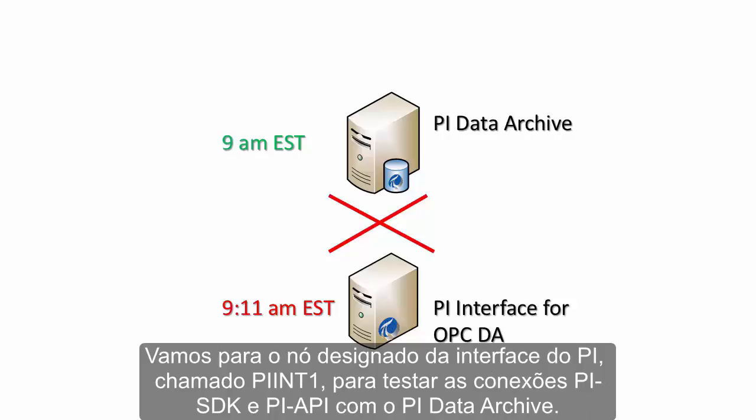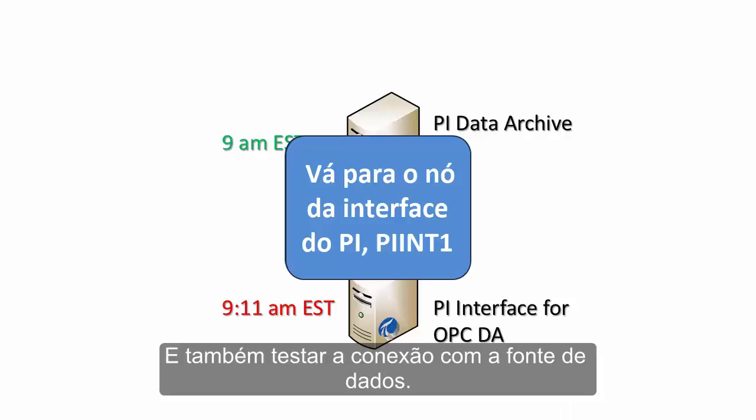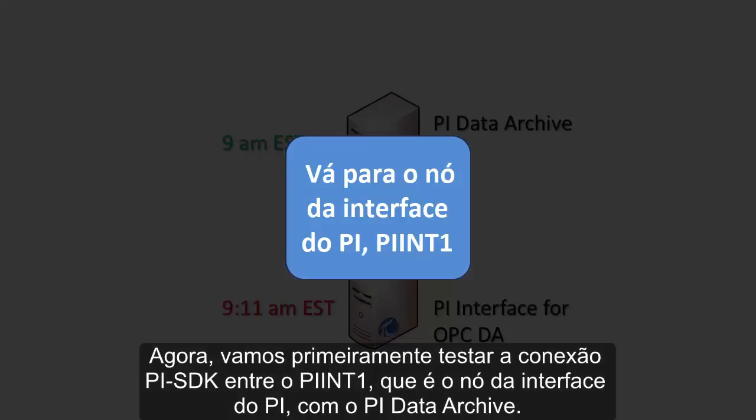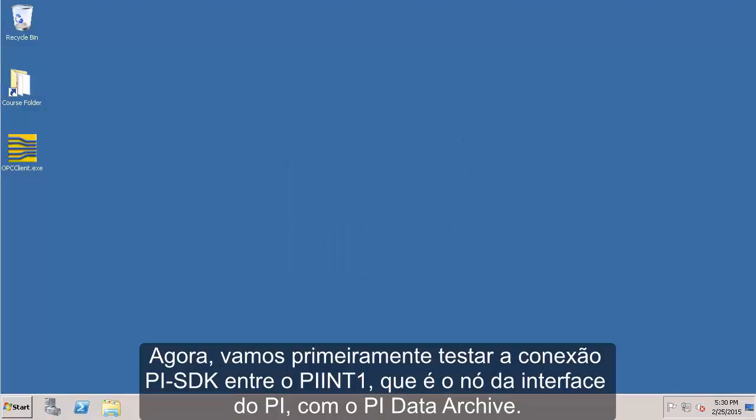Now let's go to the designated PyInterface node, namely PyInt1, in order to test the PySDK and PyAPI connections to the PyData archive and also test the connection to the data source. Now let's first test the PySDK connection from the PyInt1 node, which is the PyInterface node, to the PyData archive.